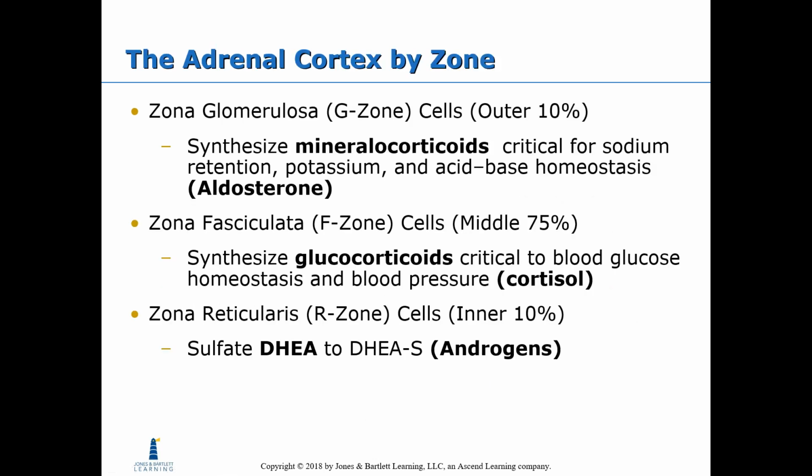The zona glomerulosa synthesizes the mineralocorticoids, also known as aldosterone, and that's critical for sodium retention, potassium, and acid-base homeostasis. The zona fasciculata synthesizes glucocorticoids, glucocorticoids meaning cortisol. And the zona reticularis synthesizes DHEA, which is the androgens.